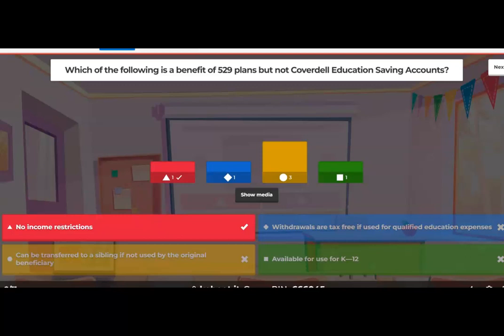Now, originally, 529 plans could not be used for K-12, but that changed about a few years ago. I want to say about 4 years ago. Now they can withdraw up to $10,000 a year for K-12. Coverdell's original benefit was it could be used for any level of education. It did not have to be college only, but now 529 plans can be used for K-12 also. So that took away a significant benefit that Coverdells had. But C is a true statement.